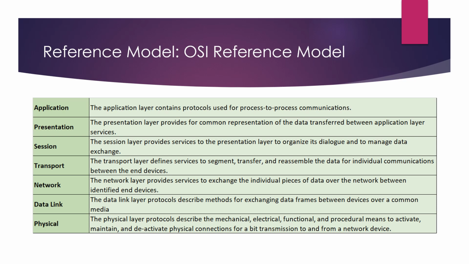And the second layer is the data link layer. The data link layer protocols describe the method of exchanging data frames between devices over a common media. And the first layer is the physical layer, where the protocols here describe the mechanical, electrical, functional, and procedural means to activate, maintain, and deactivate physical connections for bit transmission to and from a network device.